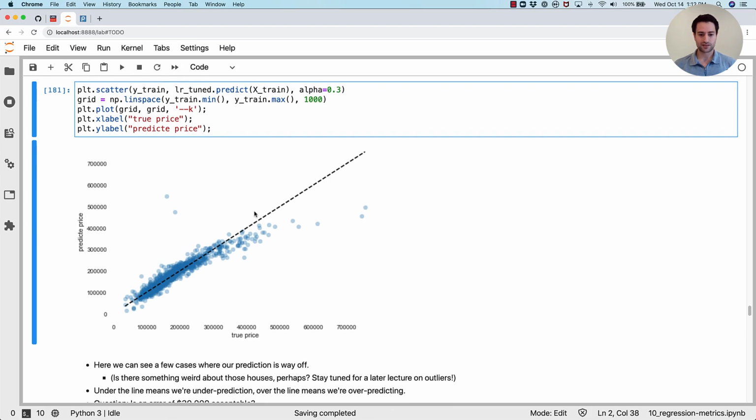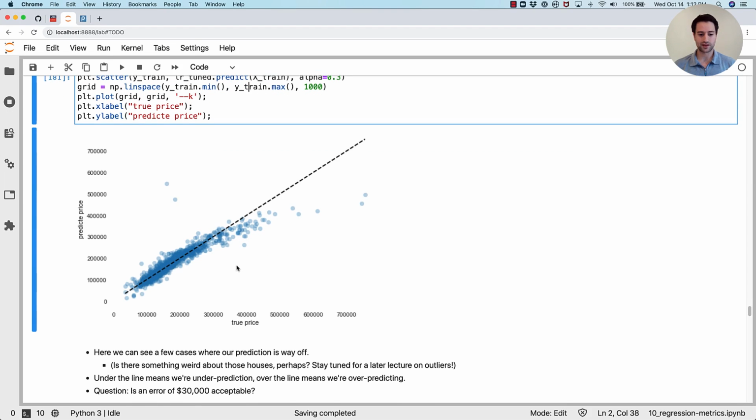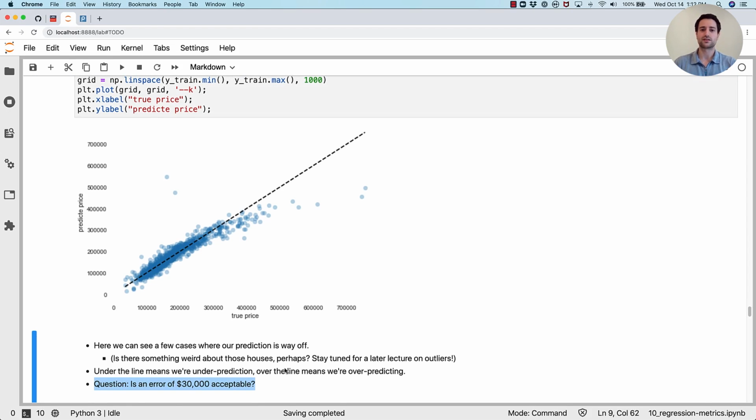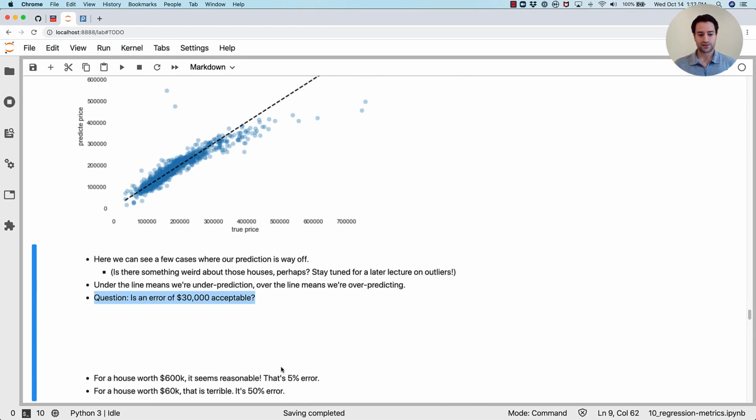So yeah, there's a few cases where our predictions are way off. We do have a lecture on outliers coming later in the course. We'll leave that for now. And here's a question. So we said our root mean squared error was $30,000. Well, are we happy with that? Is $30,000 good? And the answer is it depends.